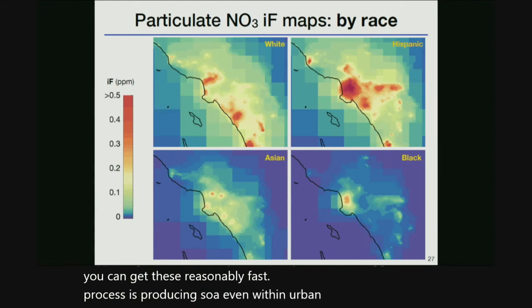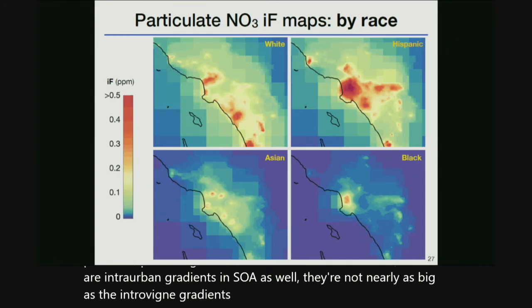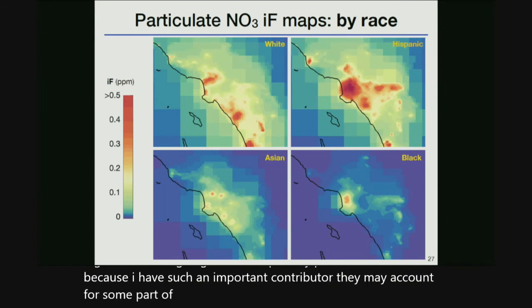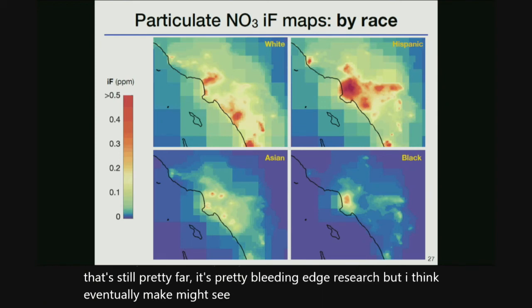So there are intra-urban gradients in SOA as well. They're not nearly as big as the intra-urban gradients in primary particles, but because SOA is such an important contributor, they may account for some part of the disparity. That's still pretty bleeding edge research, but I think eventually you might see that built into models if we get more confidence about it.